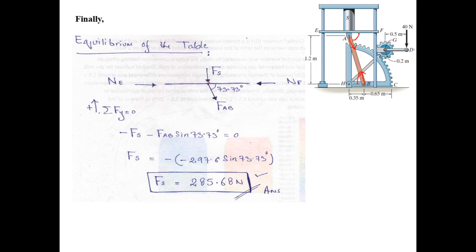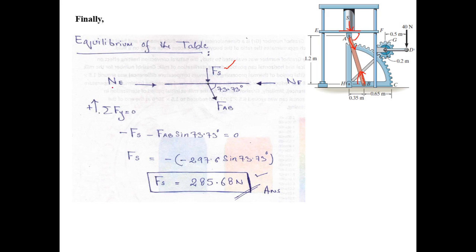So I am using this Fs, the force of the cylinder exerted on the table right here, because you see that cylinder and table are two bodies that are in contact, and whenever two bodies come in contact with each other, there is a normal force set up right at the interface. So this normal force is Fs, and this is what we are trying to find out.